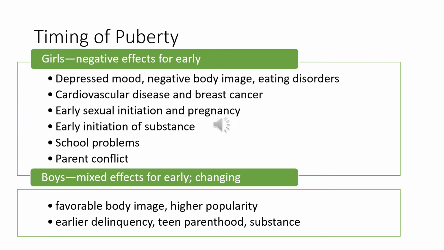So basically, I think what we want to keep in mind is that we can't always control the timing of puberty, but if we have a child who's going through puberty early, we just want to realize that daughters and sons might need more parental monitoring and also more support and warmth.